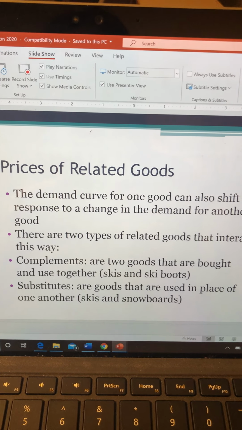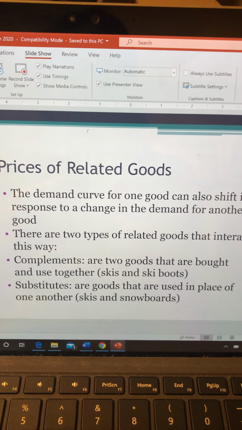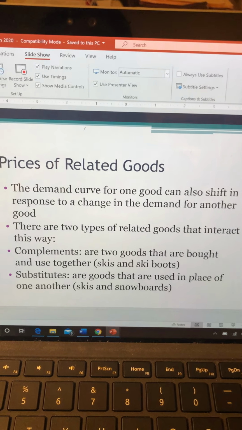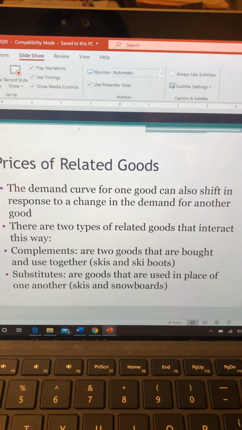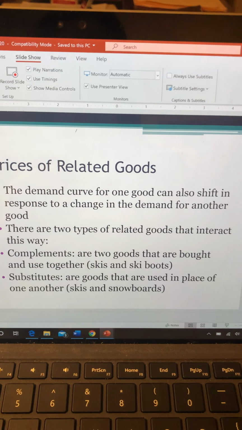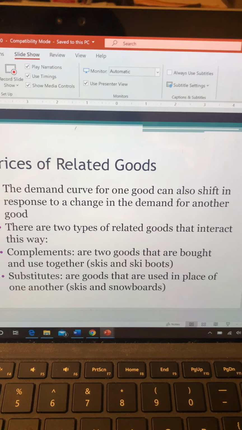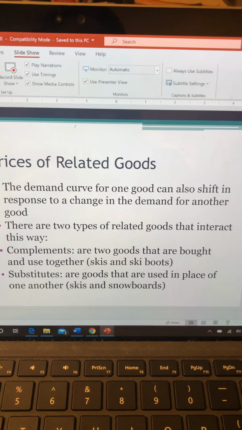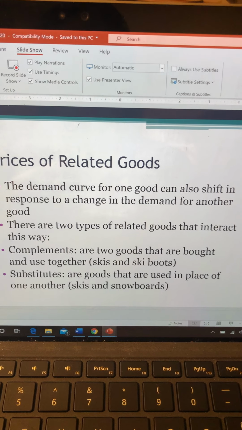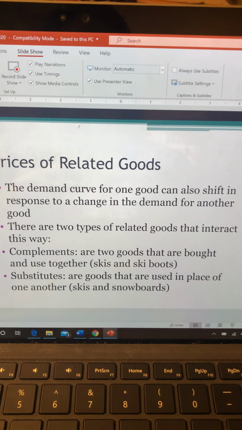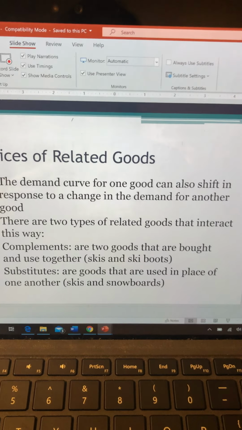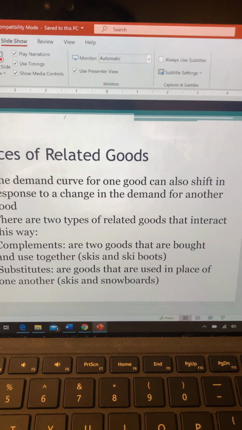And then lastly, one thing that could also affect the demand of a product is the price of a related good. So the demand curve for one good can also shift in response to a change in the demand for another good. There are two types of related goods that interact this way. One is called complements. If something complements each other, they work together. There are two goods that are bought and used together. A really simple example is skis and ski boots, right? You can't have skis without ski boots. One needs the other to function.